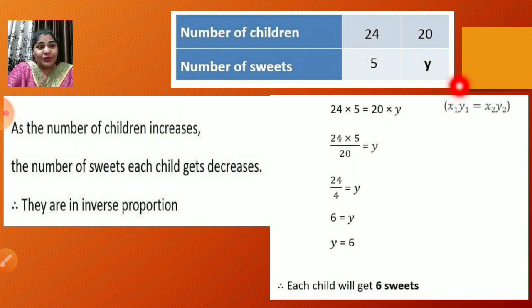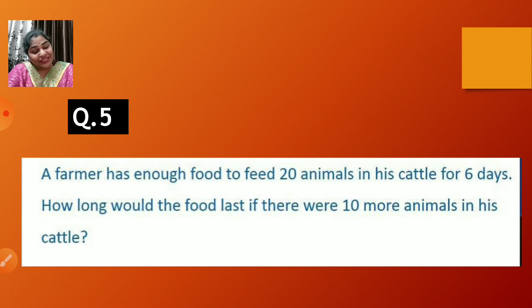So x1 y1 is equal to x2 y2, that is 24 multiplied by 5 is equal to 20 multiplied by y. So keeping y as it is, we will transpose the 20 to the left hand side. It is 24 into 5 whole divided by 20. When the cancellation is done here, you will get y is equal to 6. That means each child will get 6 sweets. So this is how you have to solve, children. I think these are very easy sums. Let us see a few more.